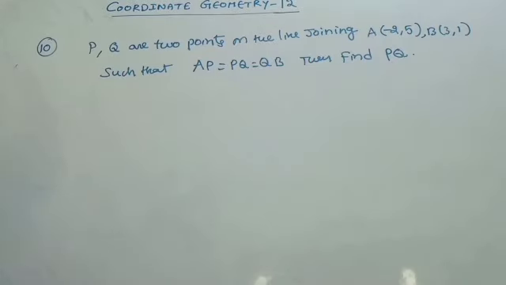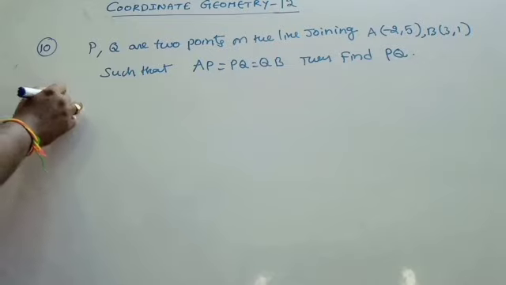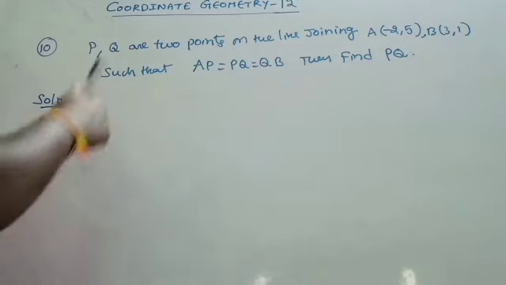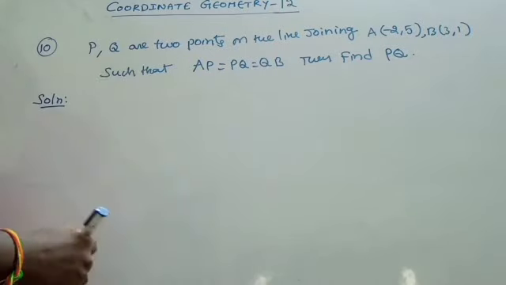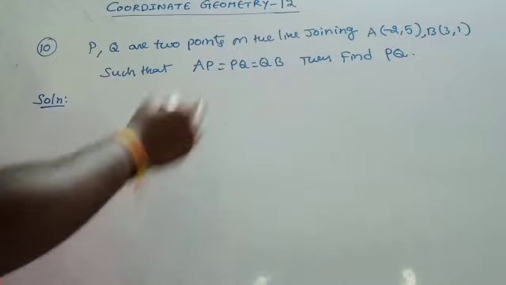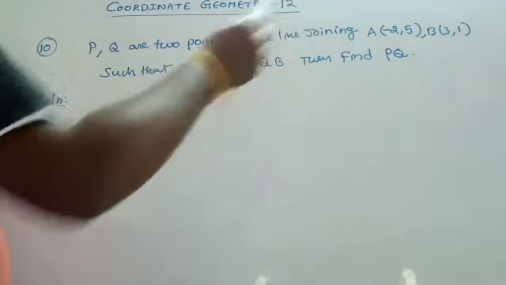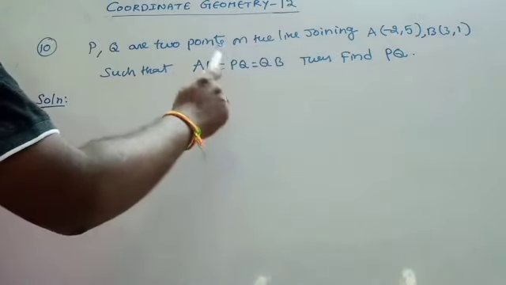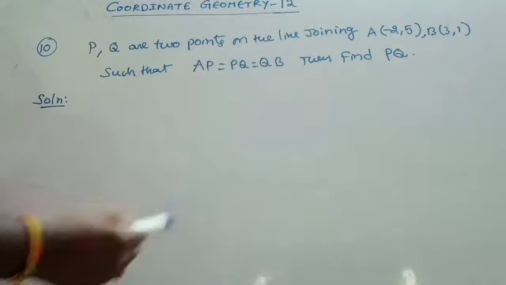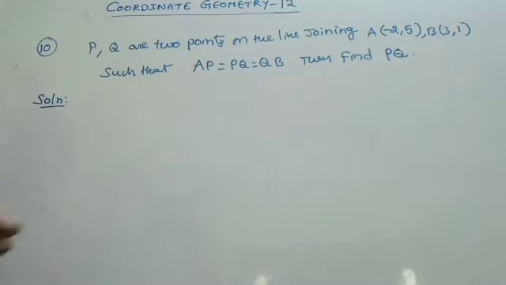Okay, now the 10th problem, the last problem. They have given that P, Q are 2 points on the line joining A, B, such that AP equals PQ equals QB. Then find PQ. It's a very simple problem.